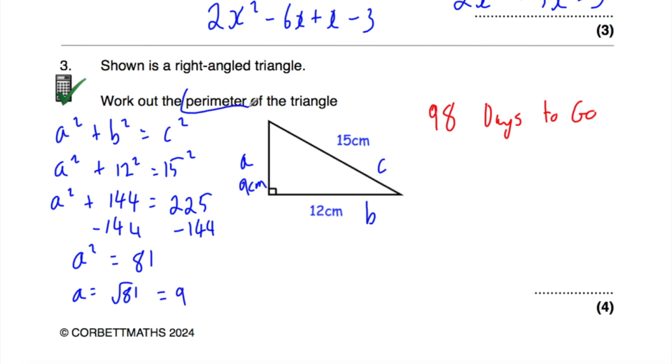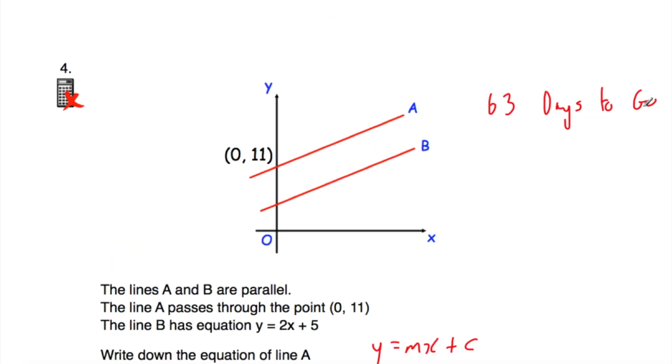Now the question asks us to find the perimeter of the triangle. So we're going to need to do 9 plus 12 plus 15, and that'll give us the perimeter of this triangle. So 9 plus 12 is equal to 21, plus 15 is equal to 36 centimeters. So the perimeter of this triangle is 36 centimeters. And if you got that, well done. Okay, let's have a look at our next question.